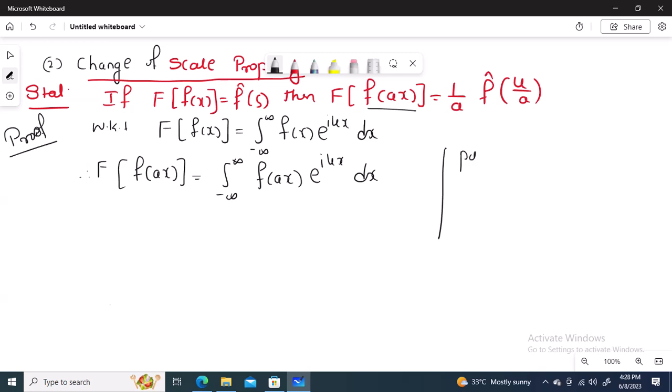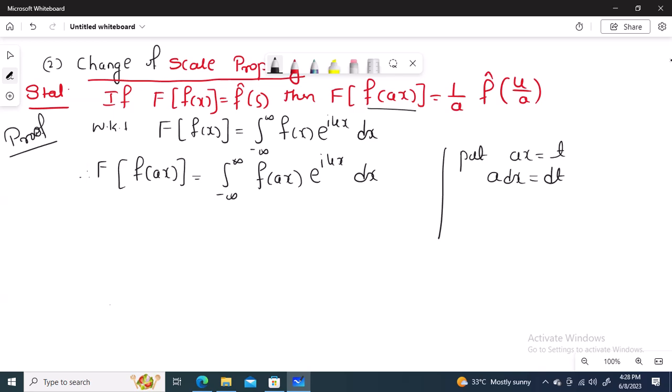I'll put ax equal to some t. When I take ax equal to t, then a becomes constant, x becomes dx, and t becomes dt. So a dx equal to dt. When we take the substitution, the main aim is we are converting one variable into another, that is x in terms of t now.